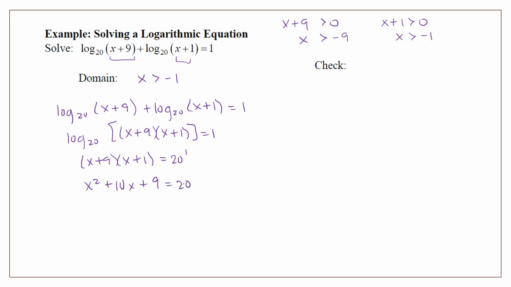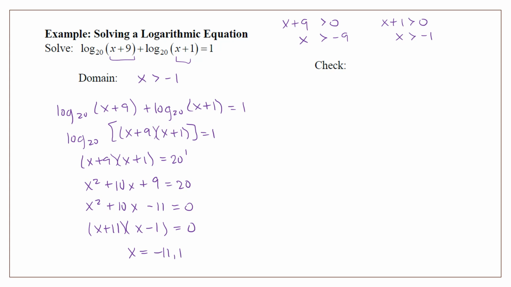So I have an x squared, so I know I'm going to be working with something relating to quadratics, so let's set this equal to 0. So x squared plus 10x minus 11, because I'll subtract 20 to the other side. So now let's factor this quadratic, because it is factorable. So I'll have x plus 11 and x minus 1. So if I set both of these factors equal to 0, I'll get x equals -11 and x equals 1.